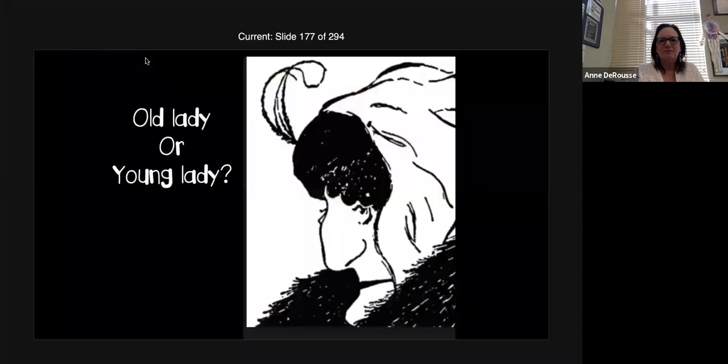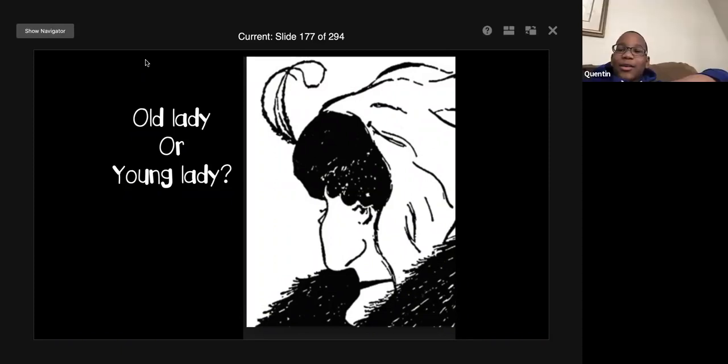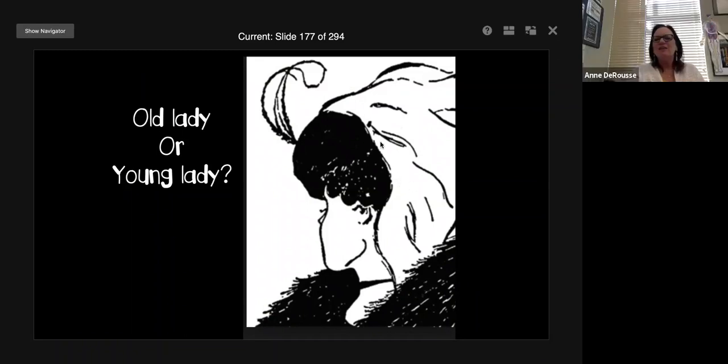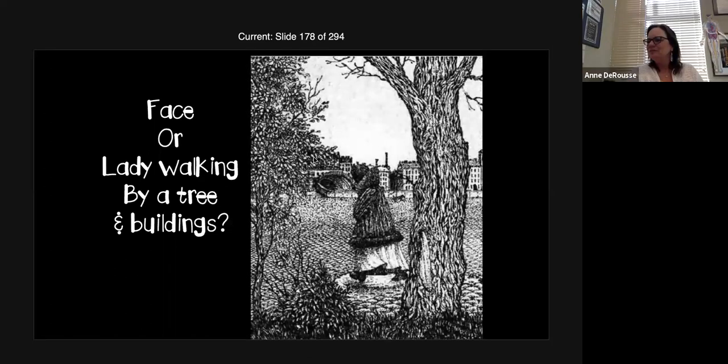Okay, here we go. What do you see, old lady or young lady? I see a young lady. I can see both. I only see an old lady. Here's the young lady. She's got a scarf on her head, and here's her hair, and she's looking away. This is her nose and eyelash, and that's a feather. Yeah, I see young. My older sister actually did that for her science project. Oh, that's cool.